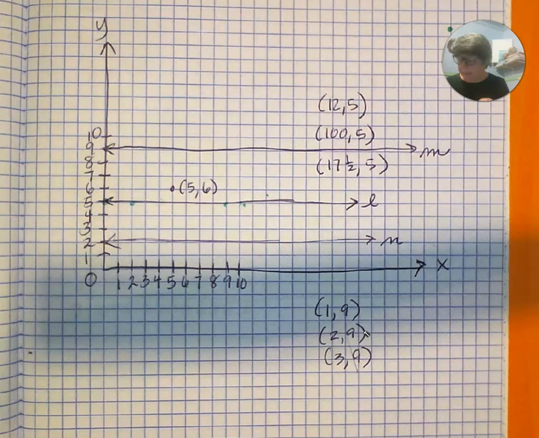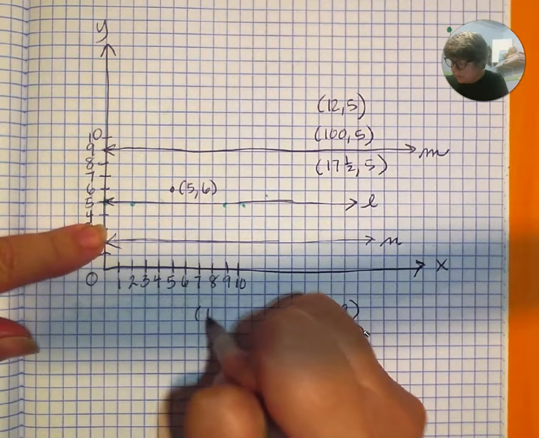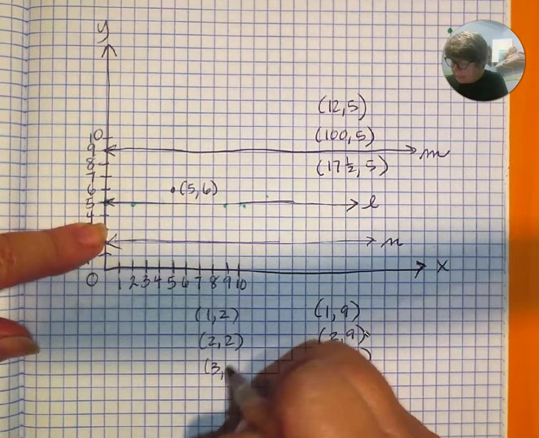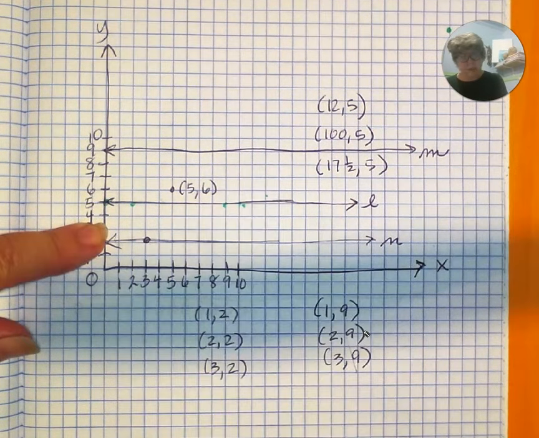And write the ordered pair for 3 points on line N. So we know that our y has to be 2. So I'm just going to say 1, 2, 2, 2, 3, 2. And I could double check. 3, 2 is right there. It's always good to double check, right?